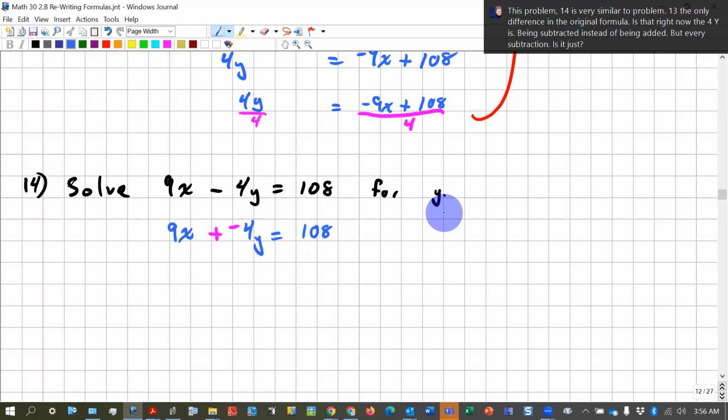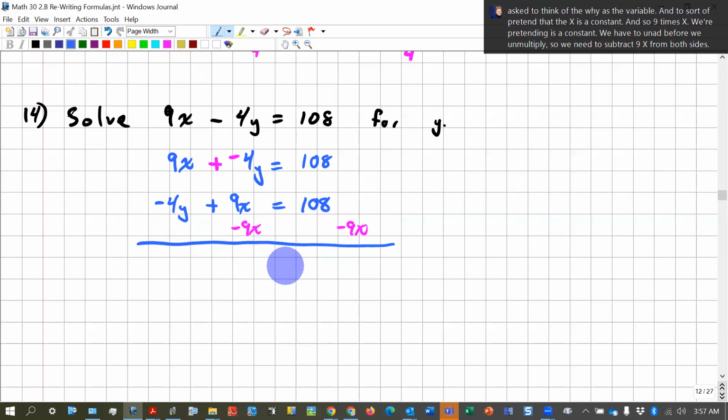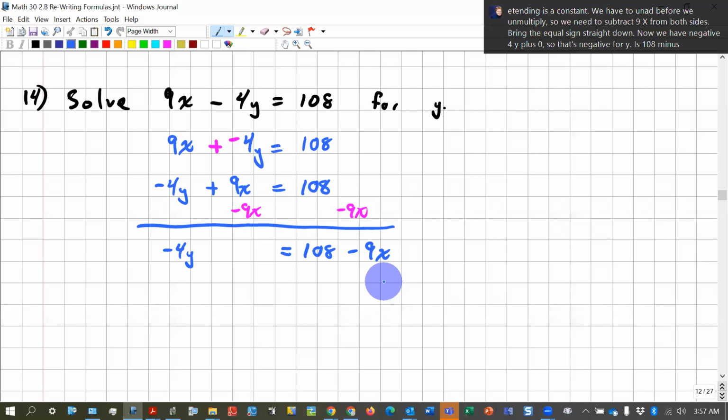And in this problem, we're being asked to think of the y as the variable and to sort of pretend that the x is a constant. And so 9 times x, we're pretending is a constant. We have to unadd before we unmultiply, so we need to subtract 9x from both sides. Bring the equal sign straight down. Now we have negative 4y plus 0, so that's negative 4y, is 108 minus 9x.